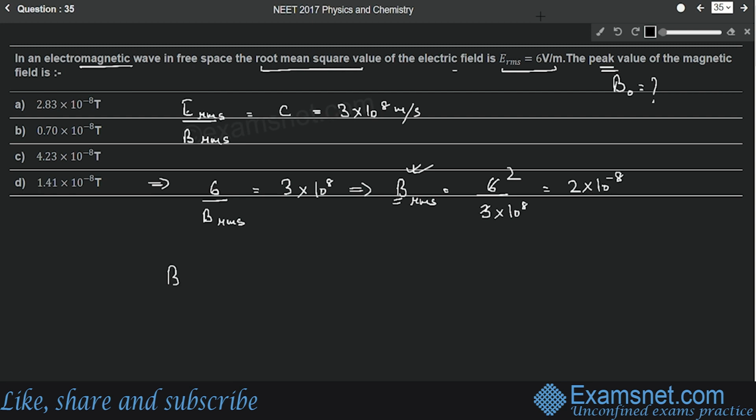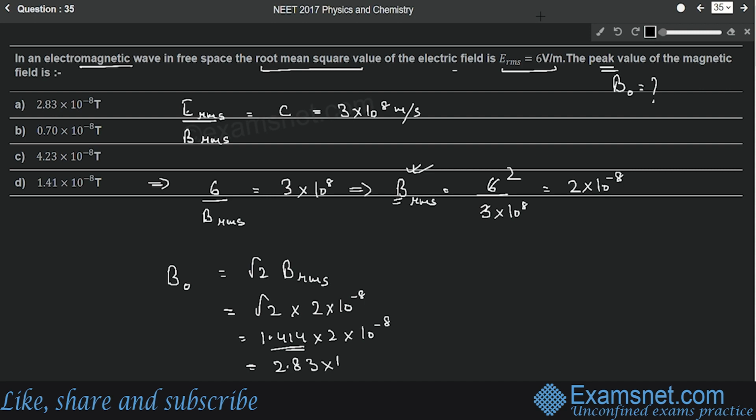But we have to find out the peak value, that is B naught. So that is equal to root 2 times B_RMS, right? That means root 2 times 2 into 10 to the power minus 8. We are putting the value of B_RMS. Root 2 is equal to 1.414, into 2 into 10 to the power minus 8. So on solving this, we get 2.83 into 10 to the power minus 8, and the unit will be Tesla for magnetic field. So the correct option will be option number A.